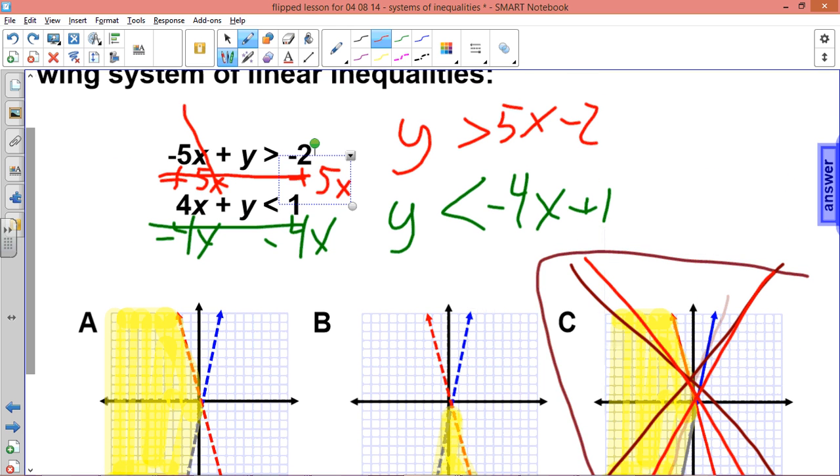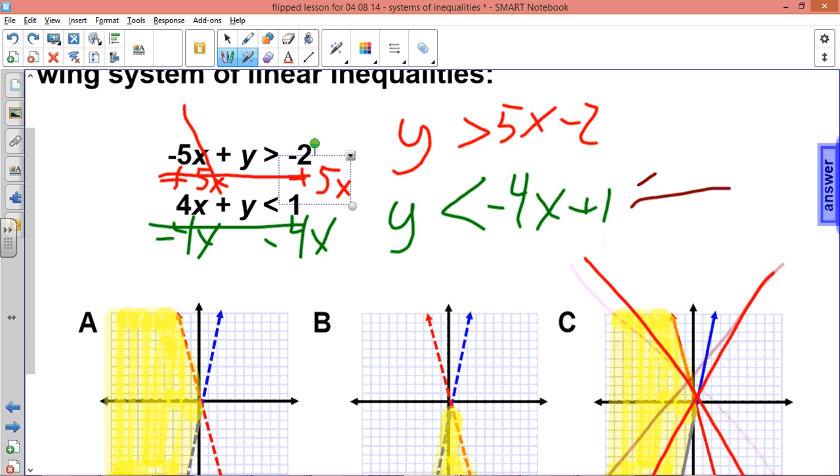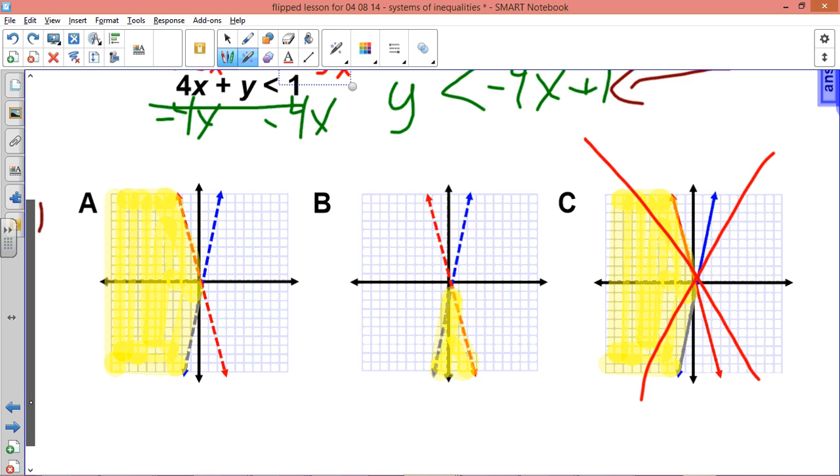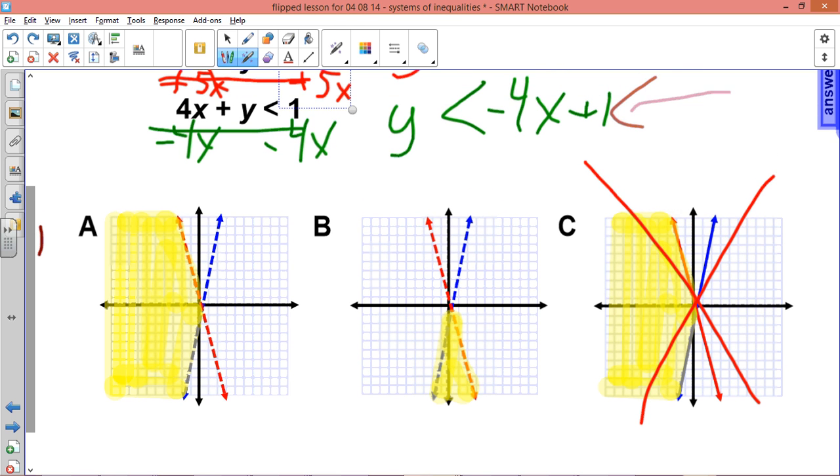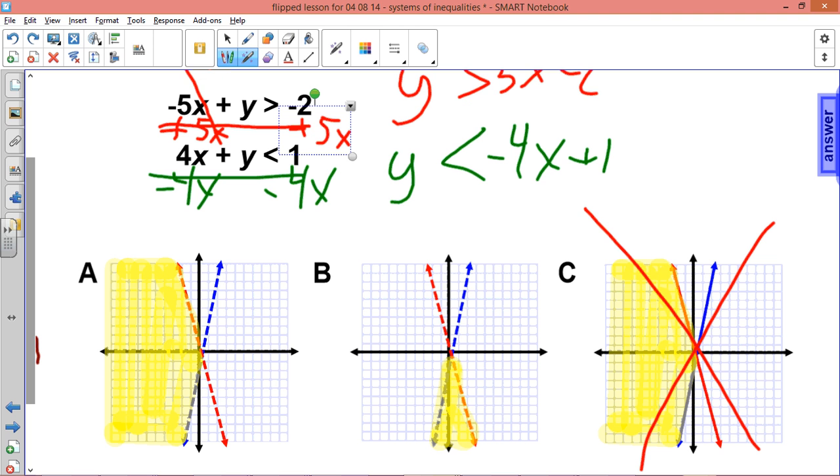Now I'm going to look at my next equation. Y is less than negative 4x plus 1. Well, it has to have a y-intercept of 1. That's my red line. They both have a y-intercept of 1. They both look to have about the same slope. So again, I can't cross anything out for A or B. But what I can do is talk about my overlaps finally.